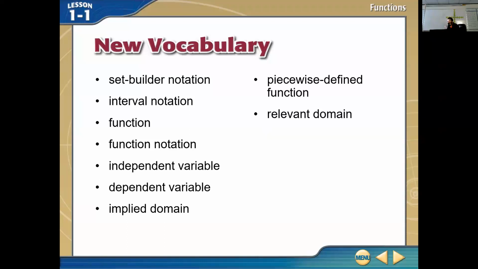Okay, so it's really multiple functions listed together to show one function. And you'll see those once we get to our word problems. They're not very hard. It's just like evaluating any other function. You just got to be very cognizant of what domain you're in. And then you have the relevant domain. The relevant domain is when the book states the domain that it wants you to use in the given problem.